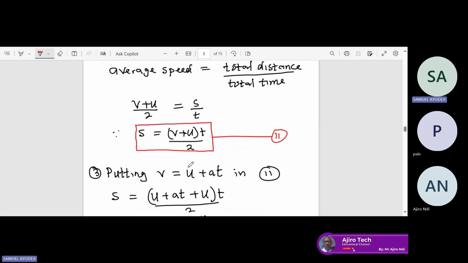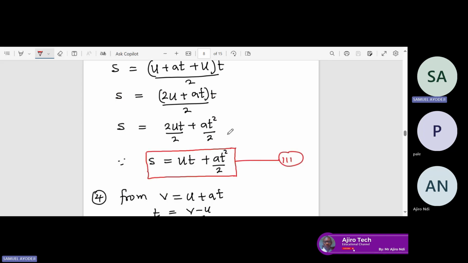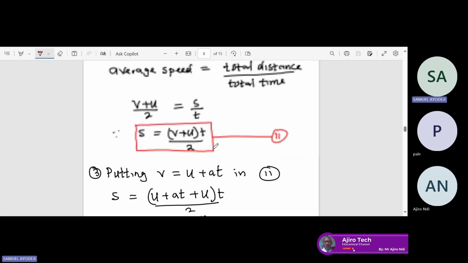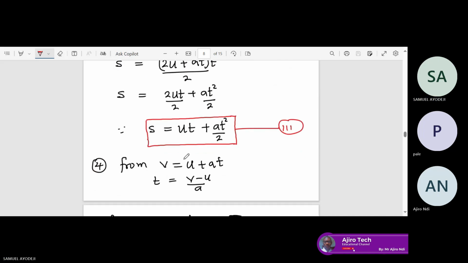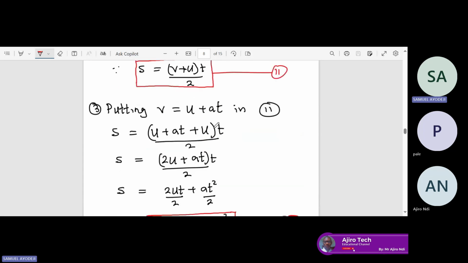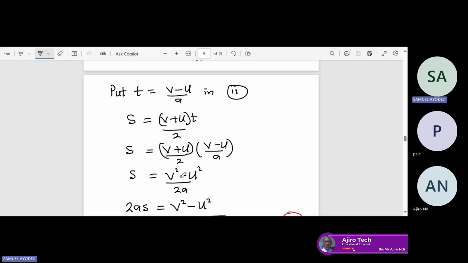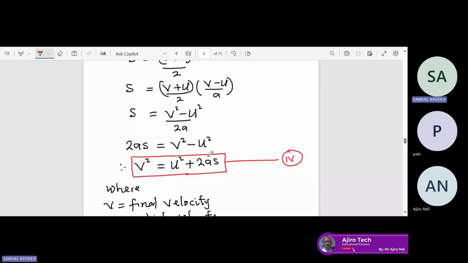So what do you do now? Put v equal to this in this. Anywhere you see v, the whole thing is v, then plus u, open the bracket, this and that, it will give you the same thing. Make t the subject of the formula from here. When you make t, put it in this particular one as well. If you put it in there and open the bracket, the t squared in mathematics will give all this. So that's the simple way of proving all these things.